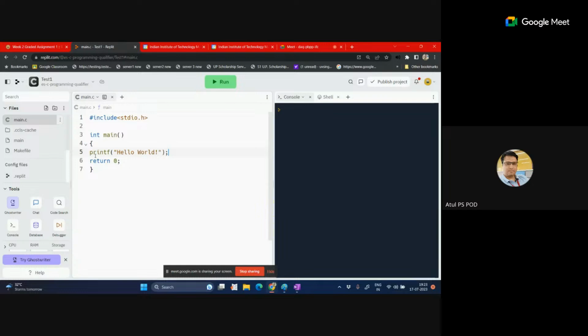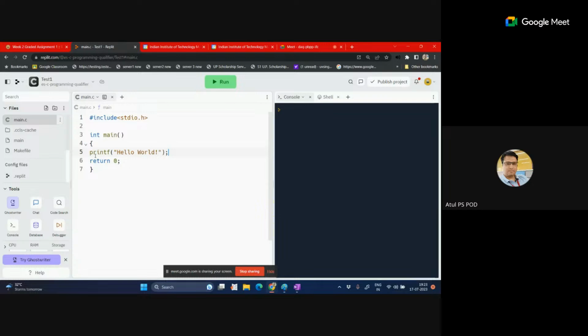If we run this code, you can see the output is coming: hello world. The initial part is something different, and the last line is the actual output, hello world. Now you can see the flow of the code. If I write another statement, you can see how the compiler is executing.